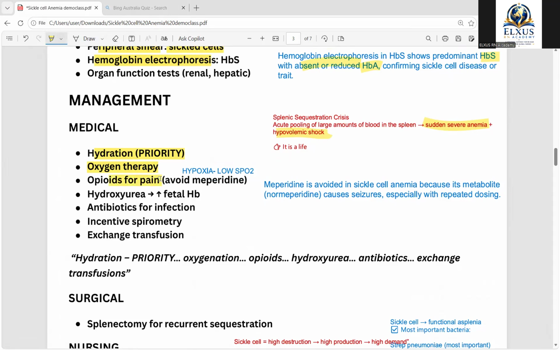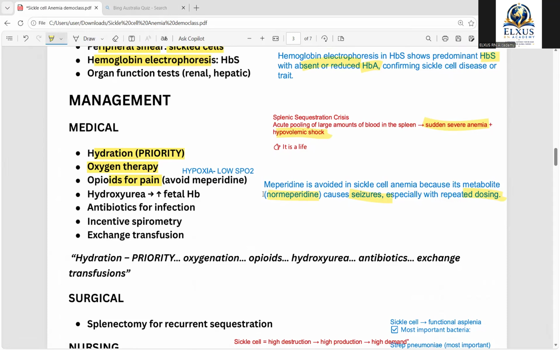analgesics for the pain. But meperidine is not indicated in sickle cell anemia. Why? Because when we ingest meperidine, the drug is metabolized in the body, and its metabolite is normeperidine. This normeperidine causes toxicity symptoms. That means repeated dosing of meperidine can cause toxicity and can lead to seizure. So meperidine is ideally not recommended for pain management in sickle cell anemia.